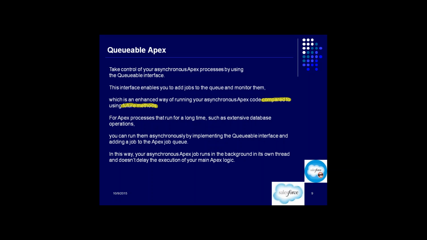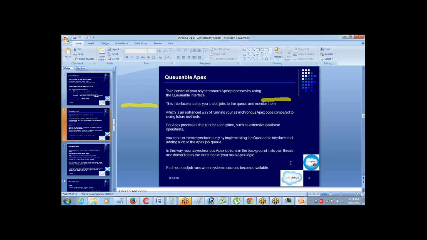So in this way, your asynchronous Apex job runs in the background in its own thread and doesn't delay the execution of your main Apex logic. So it does not affect the performance of your main Apex logic, right? Each queued job runs when system resources become available. Same concept. I'll talk about the benefits of using queueable Apex, but before that, let me give you an idea how a queueable Apex is written.